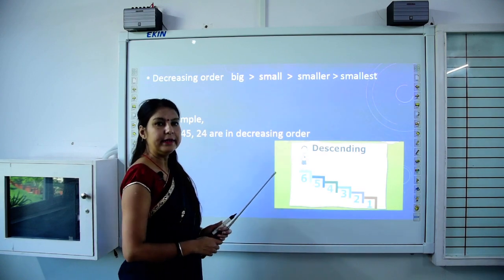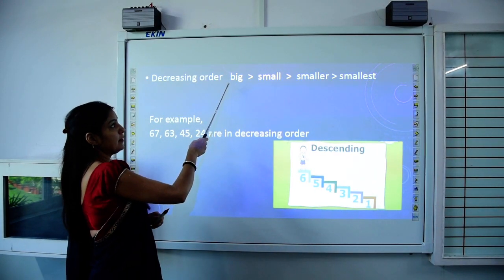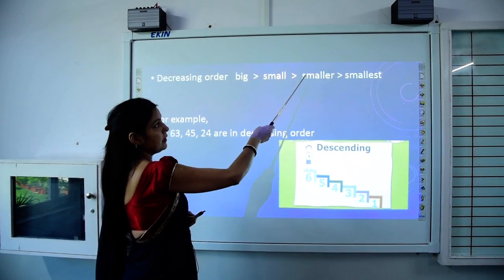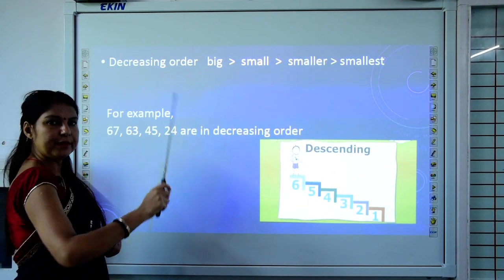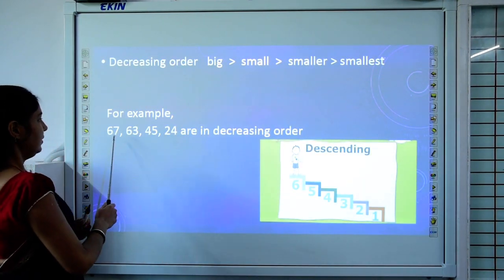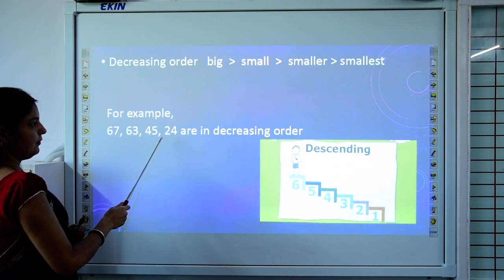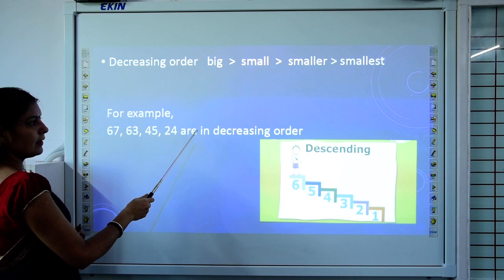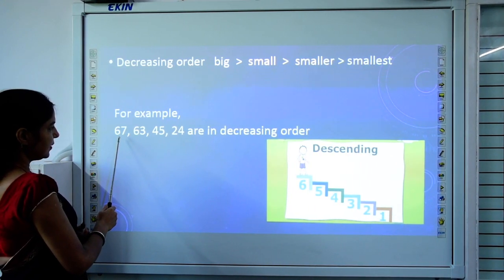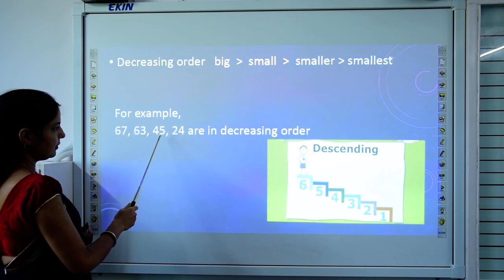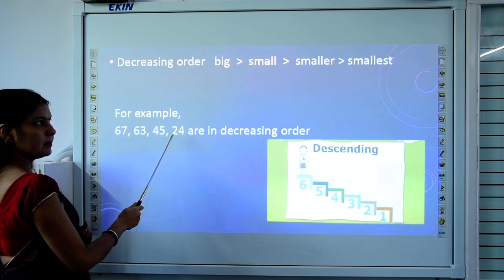Now we will see decreasing order. In decreasing order, we will do just the opposite. First of all, we will write big, small, smaller and smallest. We have to write the bigger number first. For example, 67, 63, 45, 24 are in decreasing order. Look here, the bigger number is first, then smaller, then again smaller, and this one is the smallest number.